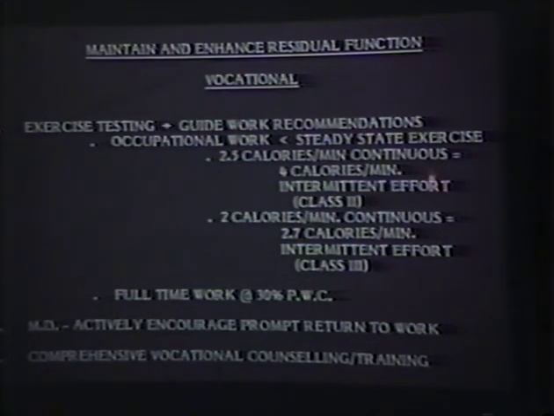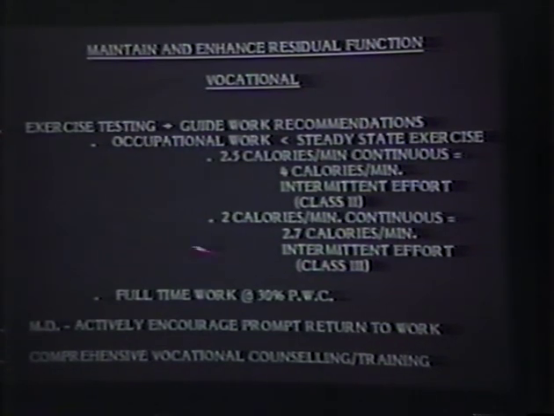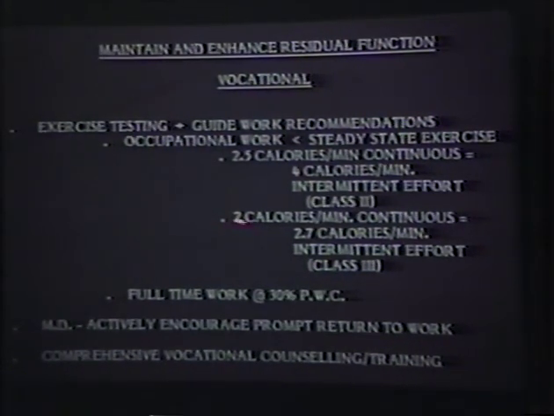And going back to some old, old data on exercise testing, we realize that there is information in the literature that we should have appreciated long since. And that is that our testing for function for return to work is inappropriate. Because we see that whereas patients can do 2.5 calories per minute on a continuous exercise protocol, they can do 4 calories of work per minute on an intermittent protocol. And comparable features for patients at lower levels of function.